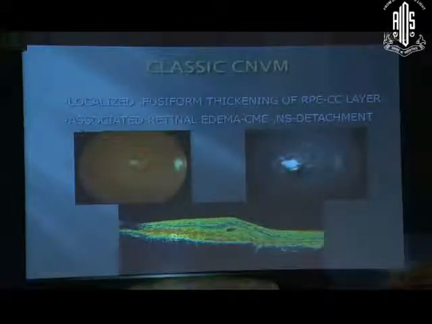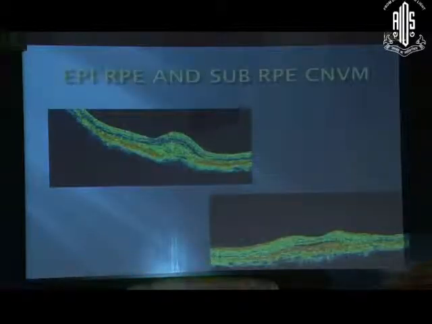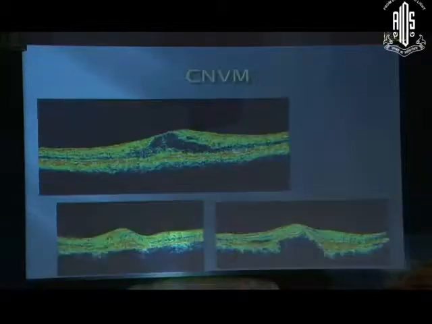In the classic choroidal neovessel, it is seen as a localized fusiform thickening of the RPE complex and associated with overlying changes in the retina such as edema or a neurosensory detachment. Occult is seen as an ill-defined area of irregular thickened fragmented layer, and there are overlying changes in the retina with fluid either in the intraretinal space or in the neurosensory retinal detachment. Again, you can see the topography also. So these are different forms of CNVM.